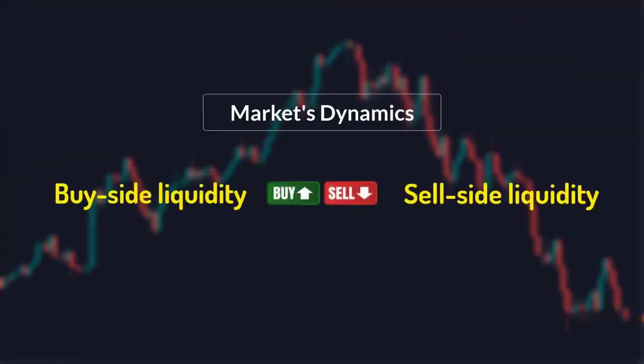The sell-side and buy-side liquidity play crucial roles in the market's dynamics. Price is most likely to move toward these zones in the market. Market always moves between sell-side and buy-side liquidity.